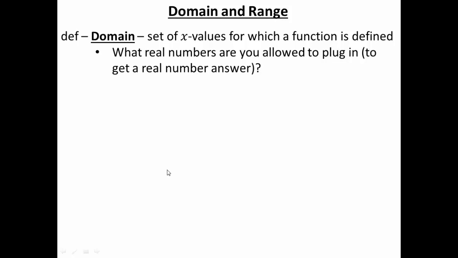So if I gave you y equals x, well, I can pick any random number I want for x and I would get a real number answer for y. Versus y equals 1 over x, I can almost pick any number I want except for x equals 0, because if I plugged in x equals 0 for 1 over x, 1 over 0 is undefined. That is not a real number answer. So for y equals x, we say the domain is all real numbers. For y equals 1 over x, we would say the domain is all real numbers except x equals 0.